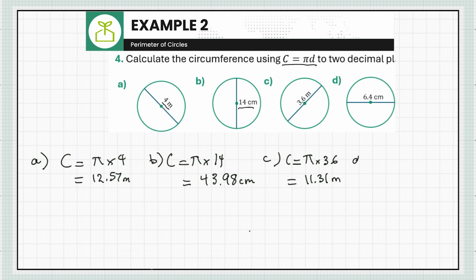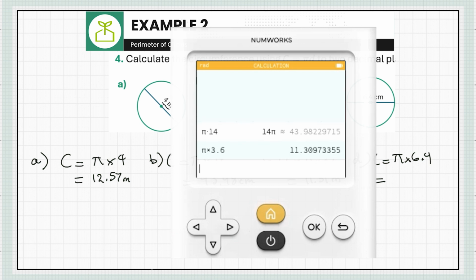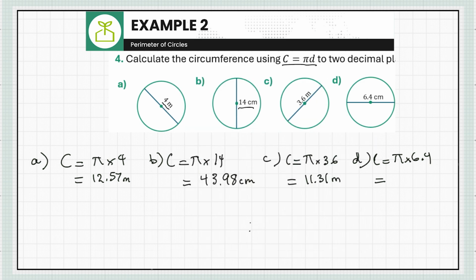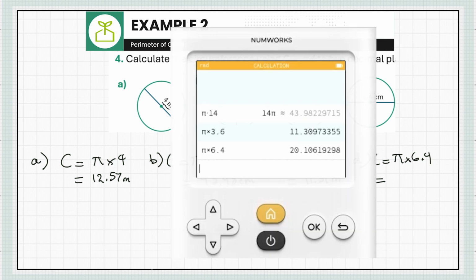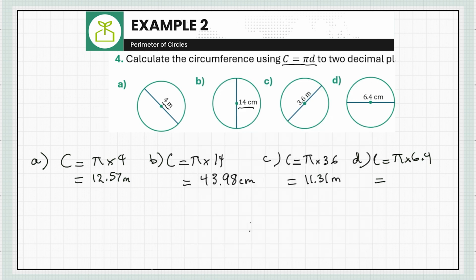Alright, and finally we have D, and D is just going to be our circumference is equal to pi multiplied by 6.4, so that is going to be equal to, just put it into the calculator, pi multiplied by 6.4 and hit execute. And we get 20.106, so 20.11.